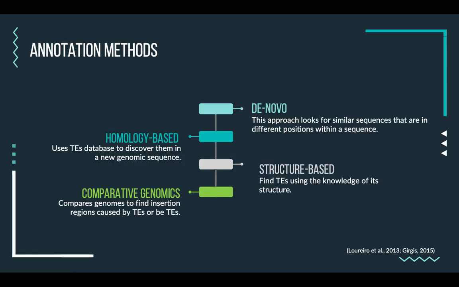To annotate these elements, there are different approaches that have been developed. So we have homology-based approaches that use databases to discover the elements based on the similarity of the genome and the element. We have de novo approaches that look for similar repetitive sequences within the genome, structure-based approaches that use the knowledge of the structure of some of the elements, and the comparative genomic approaches that try to identify patterns of insertion or deletion of elements within the genome.